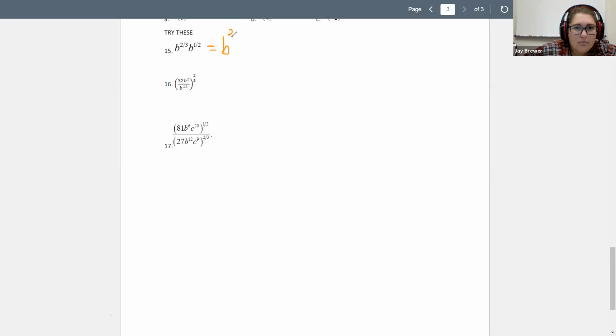So 2/3 plus 1/2. Now, I'm writing kind of big, but you guys still write them as exponents. So we want to get them to have the same denominator. We're going to choose a 6. So that'll be 4/6 plus 3/6, which will give us B raised to 7/6. And that's it. That's that one.